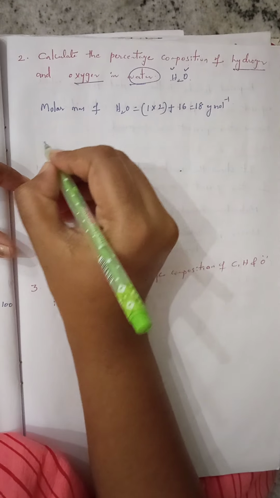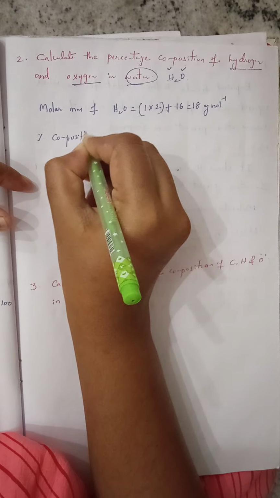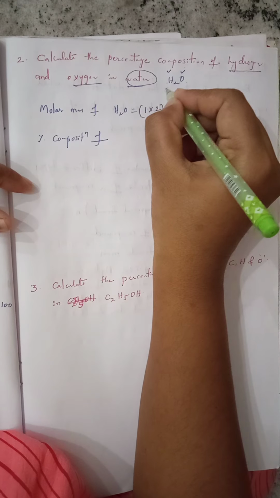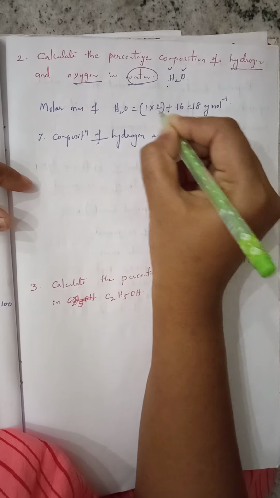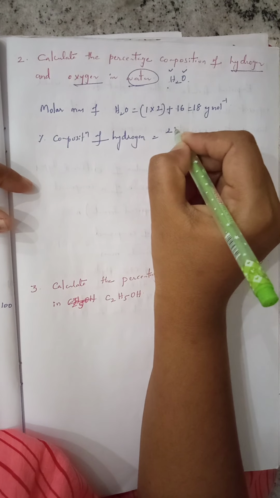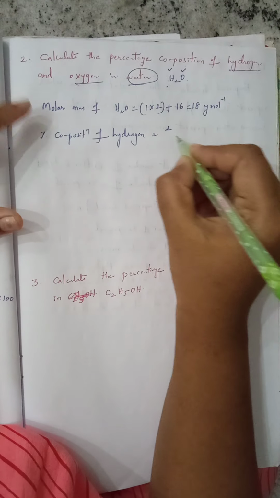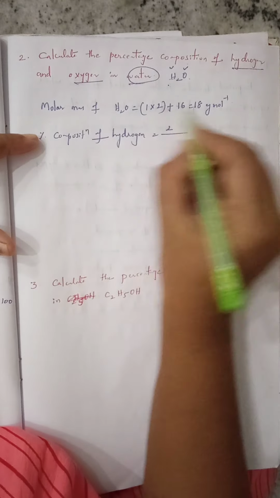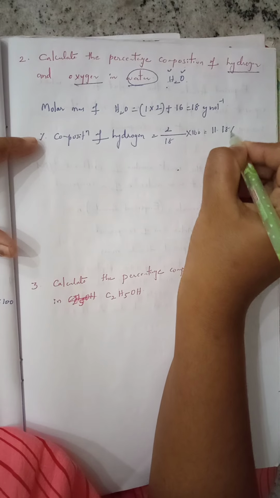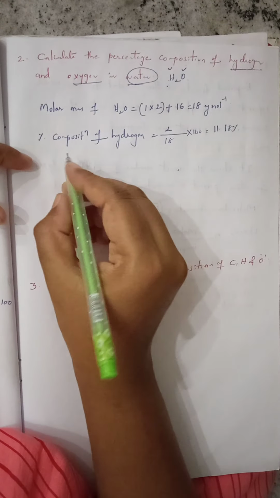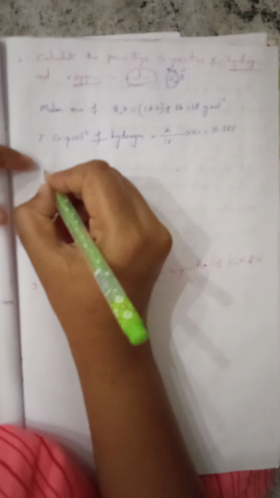Okay, molar mass we know. We want to find the percentage composition of the first element, hydrogen. Mass of hydrogen is 2, divided by the molar mass of the compound, 18, into 100. You will get 11.18%. That is the percentage composition of hydrogen present in water.